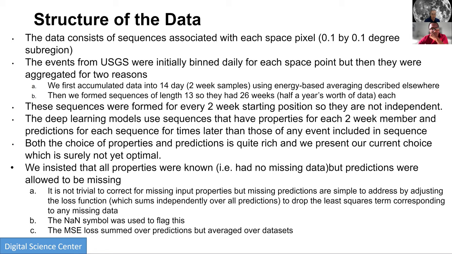If we'd had missing input data, we couldn't have multiplied the matrices together and we could not have done anything. And in Python, I used the nifty NaN symbol to flag missing data. I just set the prediction to be NaN. And then Python, when it calculated the loss function, checked for NaN. If there was a NaN, it just dropped the point from its least square sum.